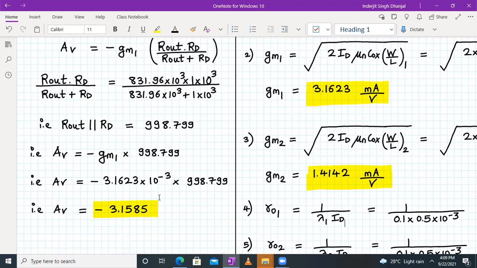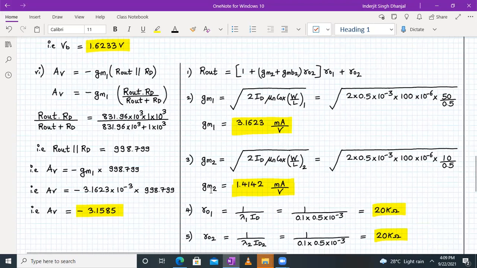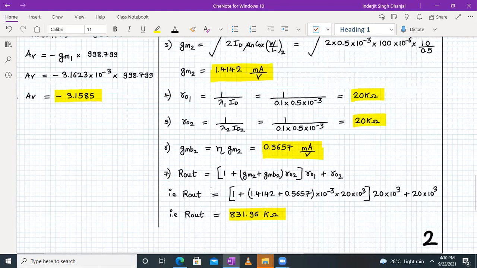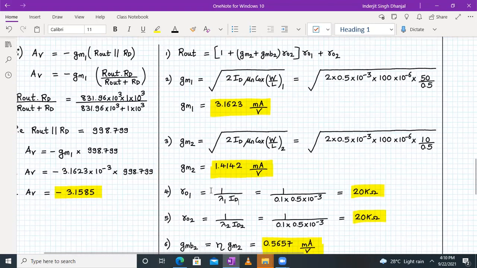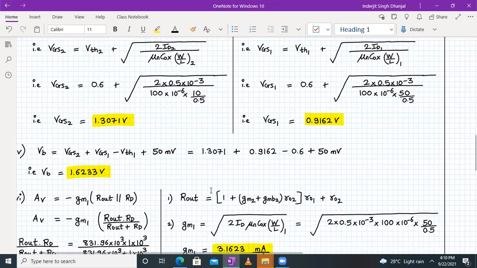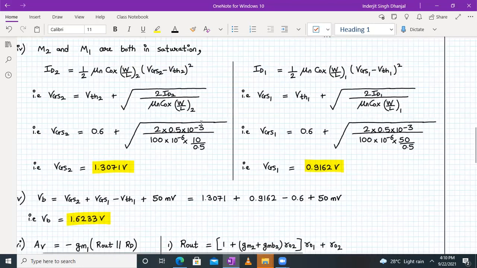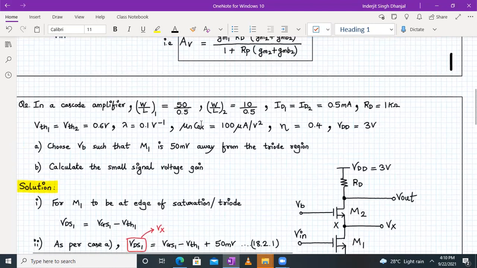Please verify this answer. I hope all of you are getting this answer. Okay, fine. So in this way, you can solve a numerical on your cascode amplifier. Here they were asking the small signal voltage gain and the value of the VB biasing voltage. This kind of numericals can be expected in your exams.